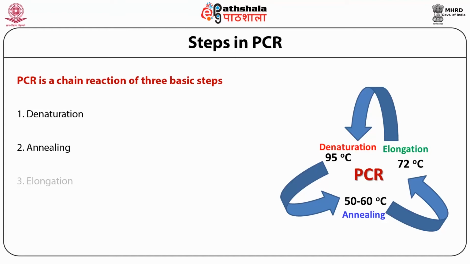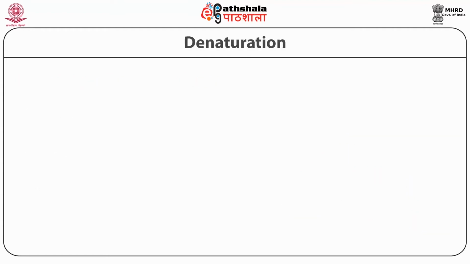Final step is called the elongation step, wherein the strand complementary to the template strand is extended. These three steps are followed in sequence and constitute one cycle. It is again repeated that in each cycle, the reaction will undergo denaturation, annealing, and elongation steps.